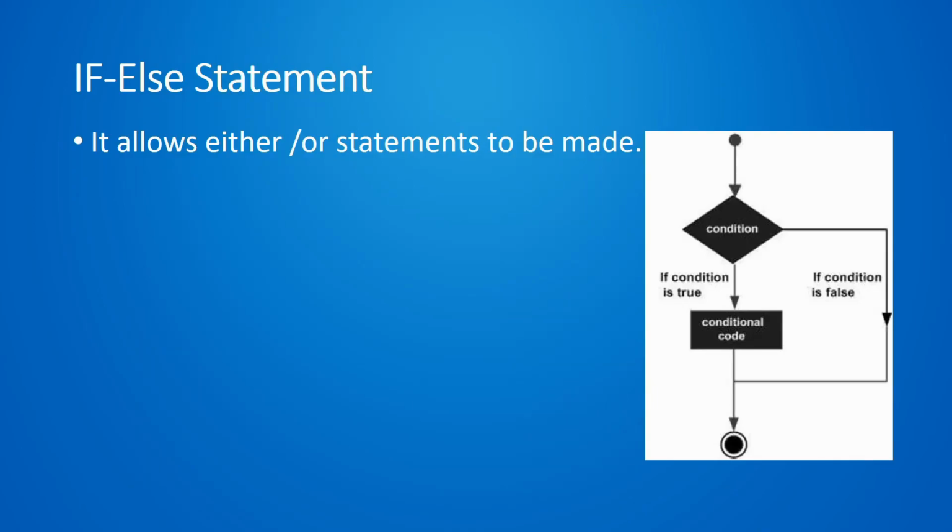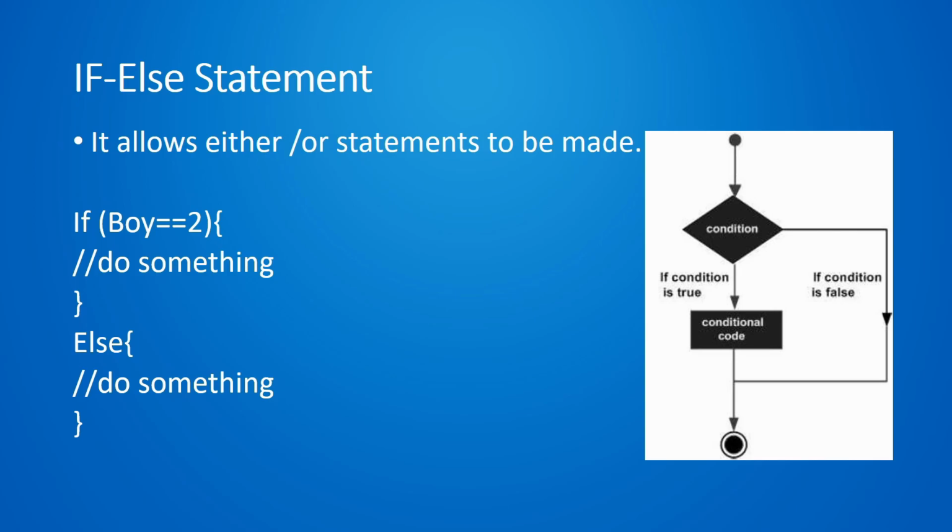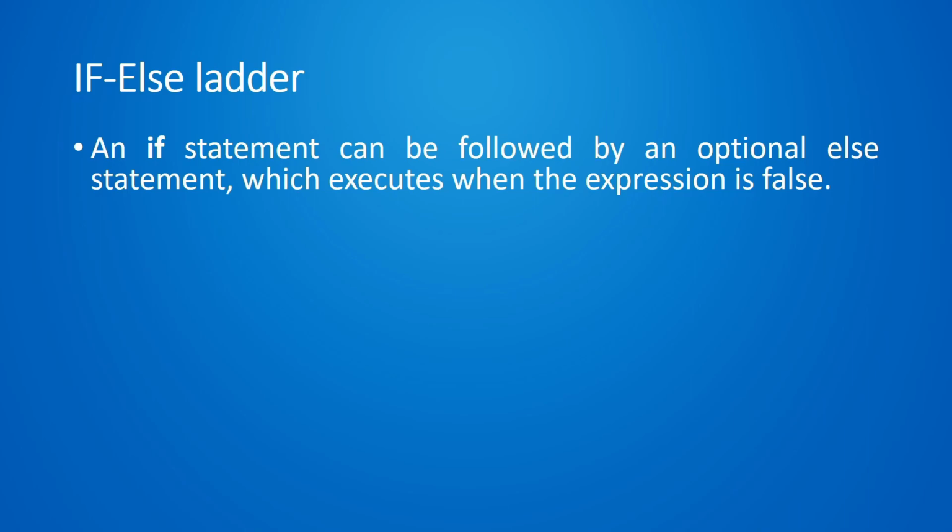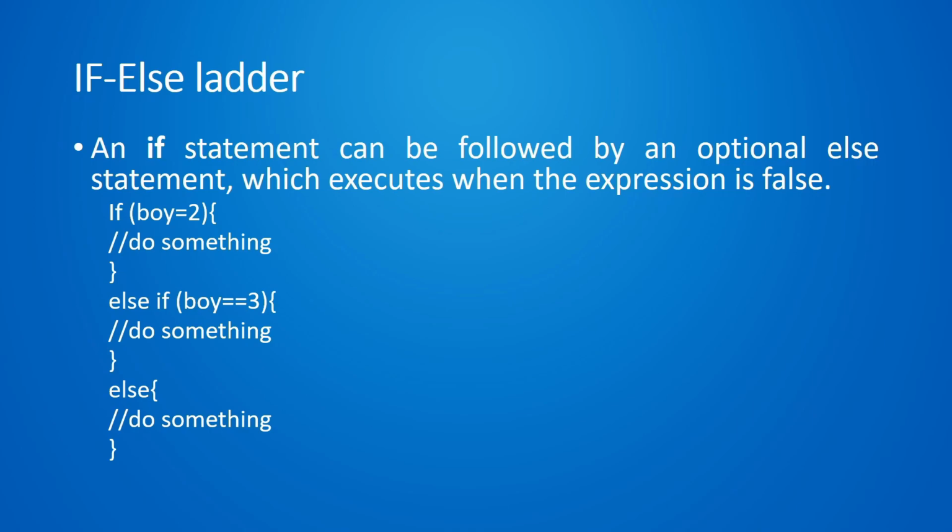It is something like: if this is the condition, then do this, otherwise you can do something else. Basically it allows an either-or statement to be made. You can see the figure, with an example like if boy equals 2, do something, else do something. So, else if ladder. An if statement can be followed by an optional else statement which executes when the expression is false. You can see the example: if boy equals 2, do something; else if boy equals 3, do something; and else do something. So if boy equals 2, then do something, and if boy equals 3, then do something. If neither satisfies the condition, then you can do anything else.